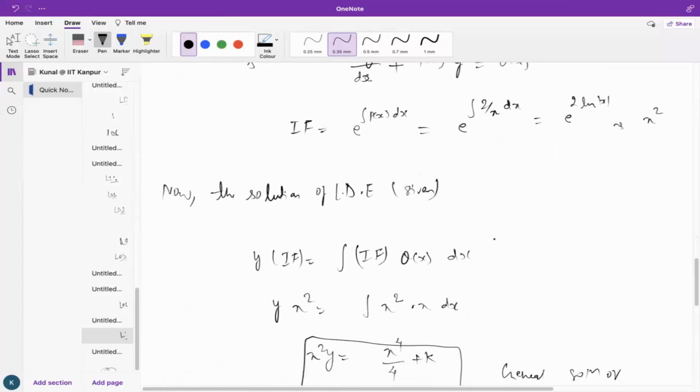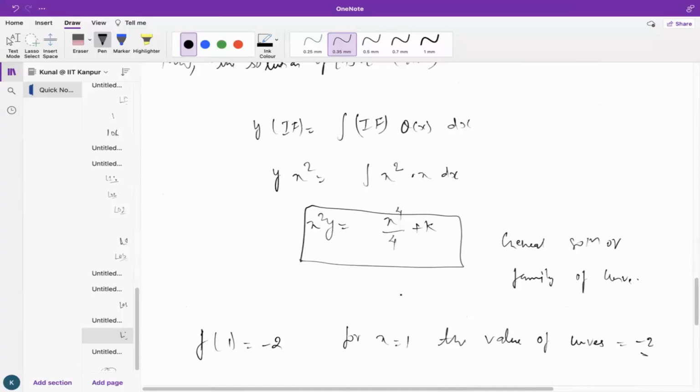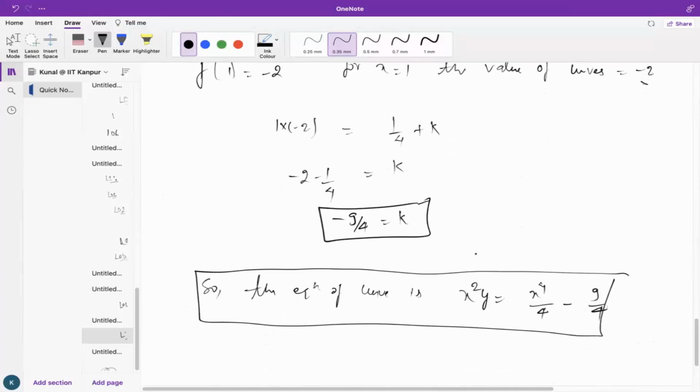And here we get the general solution, but actually the value of the function is given, so we get the equation of the curve here. The equation of the curve looks something like x square by 4 minus 9. So we can write this as y is equal to x square by 4 minus 9 by 4 x square. Okay, so this is our equation of the curve.